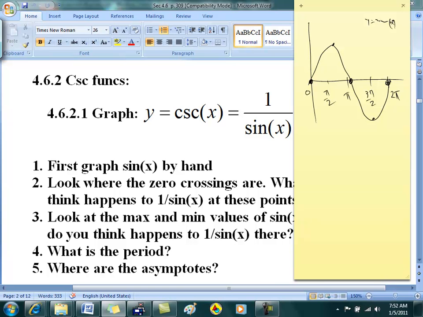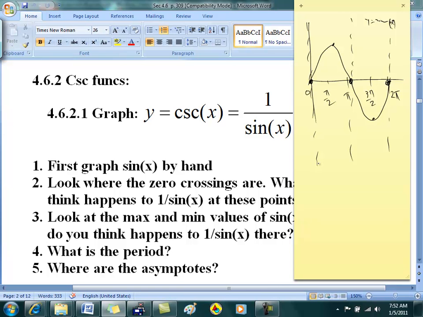So remember, CSC is going to be 1 over sine, right? So at these three places, you're going to get 1 over 0. What happens? What's 1 over 0? Undefined. More specifically, what do you get when you get 0 in the denominator when you're graphing? What's that called? No, it's not a hole. It's a line. What kind? Vertical asymptote. Okay, vertical asymptote. So right here, you're going to get a vertical asymptote. And a vertical asymptote there, and a vertical asymptote here.